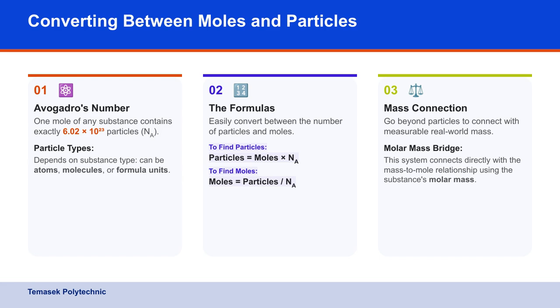Think of it like a dozen eggs. 1 dozen always means 12. 1 mole always means 6.02 times 10 to the power of 23. The word mole is simply chemists' way of counting at the atomic scale. And here is the important connection for engineering work. This particle-to-mole relationship links directly to mass through molar mass. So once you can convert particles to moles, you are 1 step away from working with measurable, real-world quantities in grams. That bridge is what makes stoichiometric calculations practically useful in process engineering and chemical manufacturing.